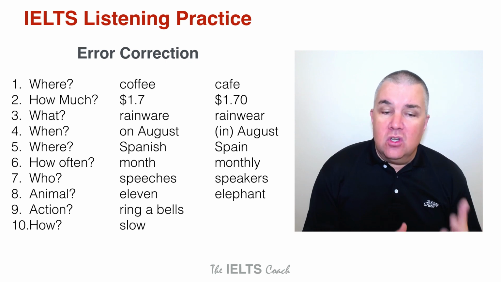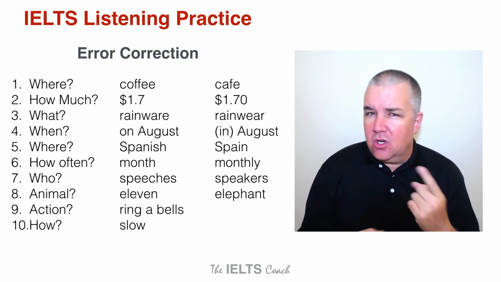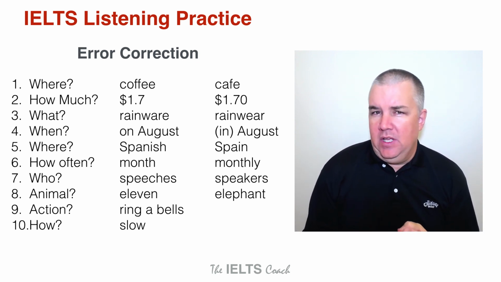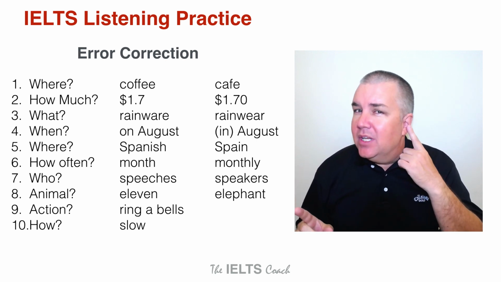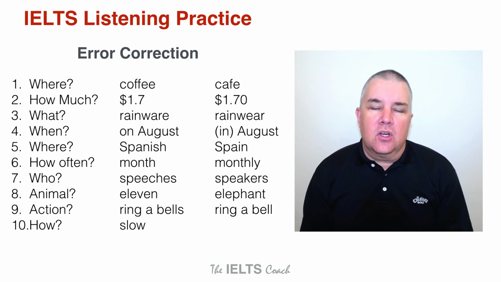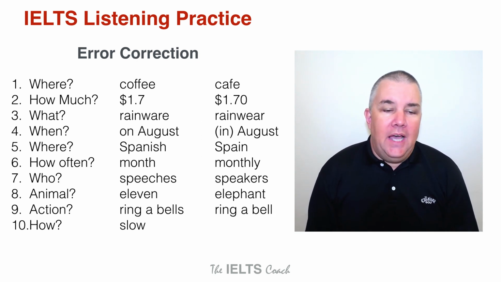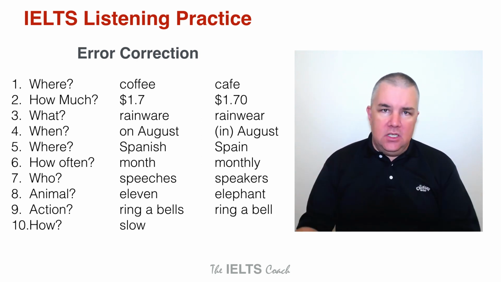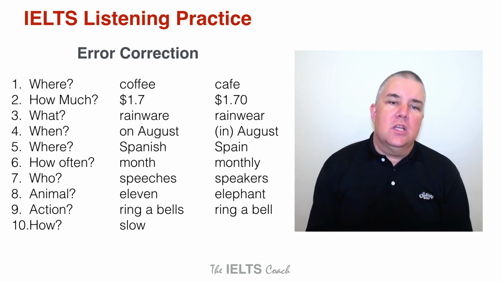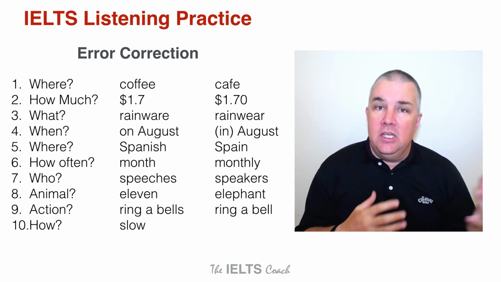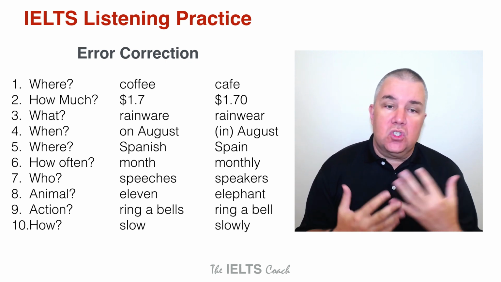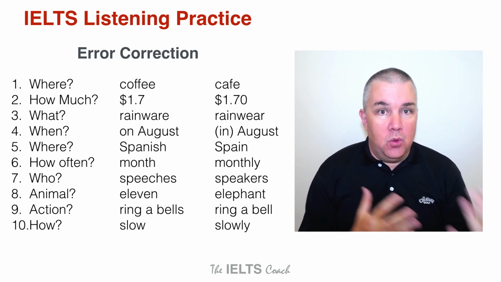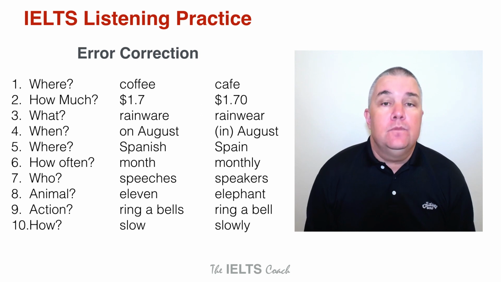For an action, ring bells. So there's a grammar mistake here. It will either be ring bells or ring a bell. It's likely you didn't hear that S, so that's the correction we've made. And the last one, how did he go to school? How did he walk? He walks slow. No, he walks slowly. So again, adverb showing how something is done.